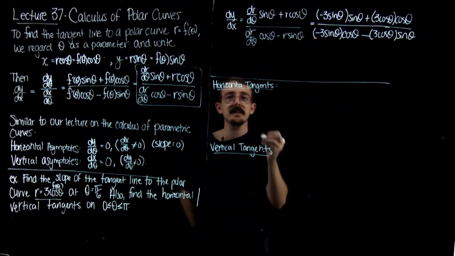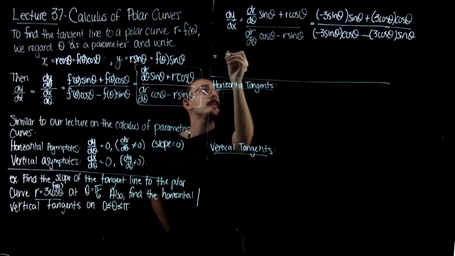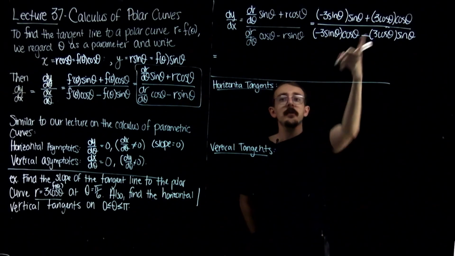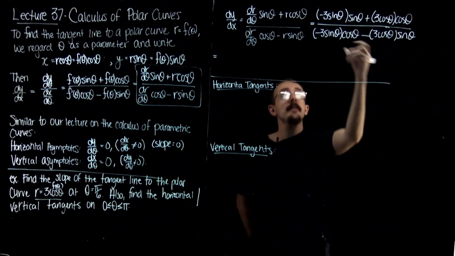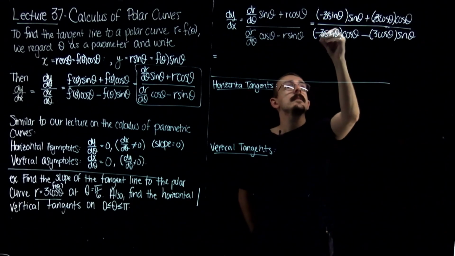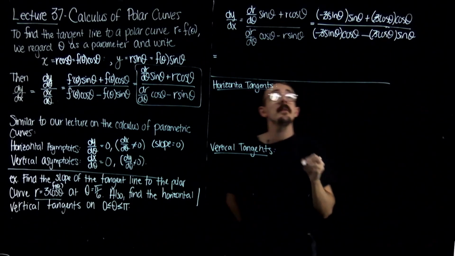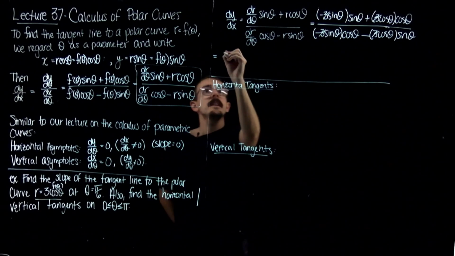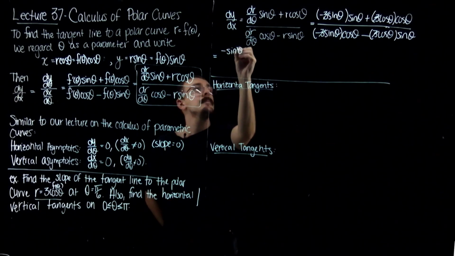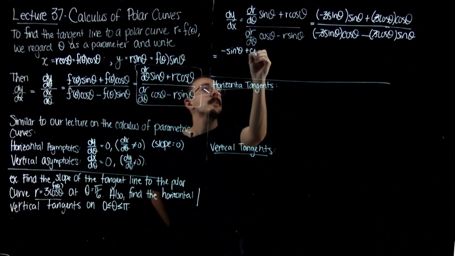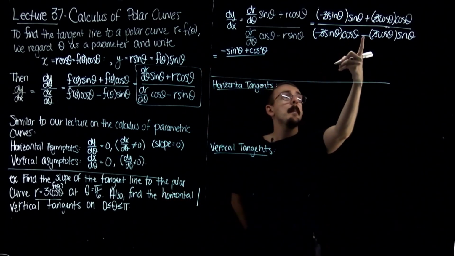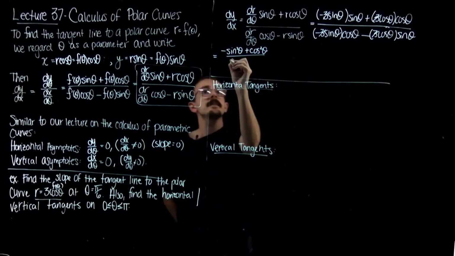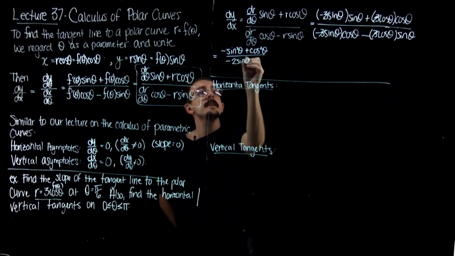Now let's make this look a little nicer. Notice that every single 3 cancels out, right? All of these terms, all 4 of the terms, have a 3. So all of these 3's cancel out. I'm going to take care of that now. And I'll get negative sine times sine is negative sine squared. Looks like I have plus cosine squared divided by, and I have negative sine cosine minus sine cosine. So I have minus 2 sine cosine.